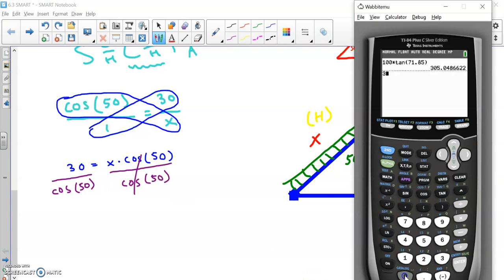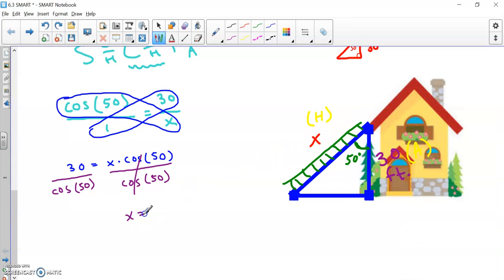So we'll type just that, 30 divided by the cosine of 50. And we get an answer of about 46.67. So we'd be all right if we had a good 50-foot ladder. We'd be able to make it. Okay, and that is all.